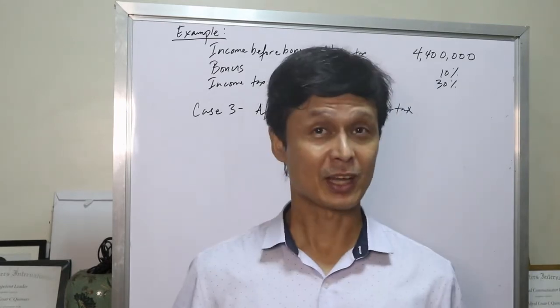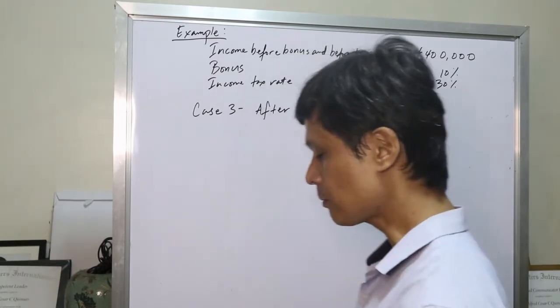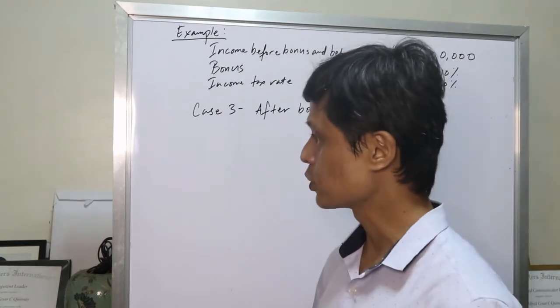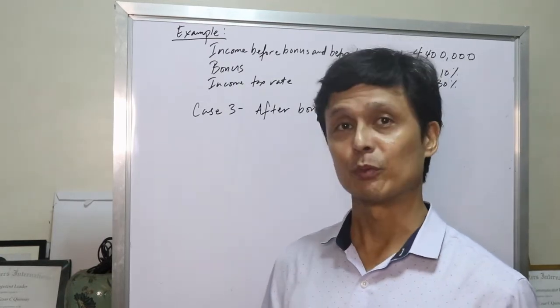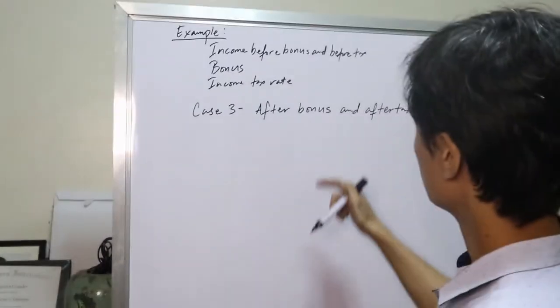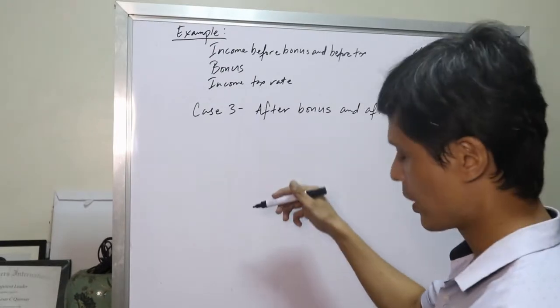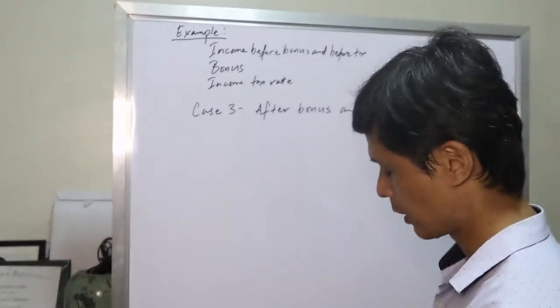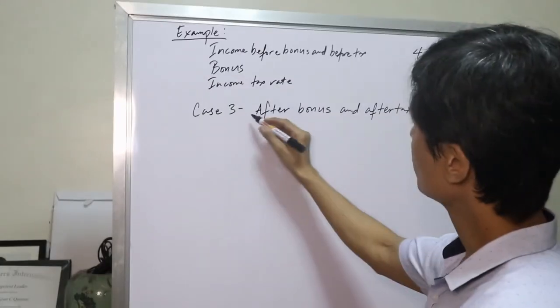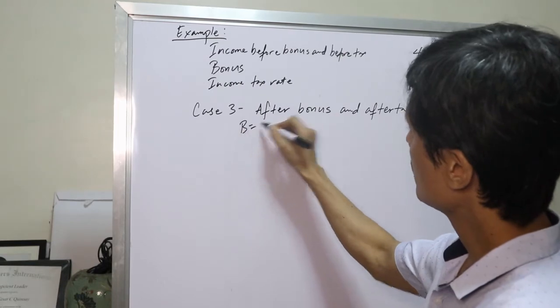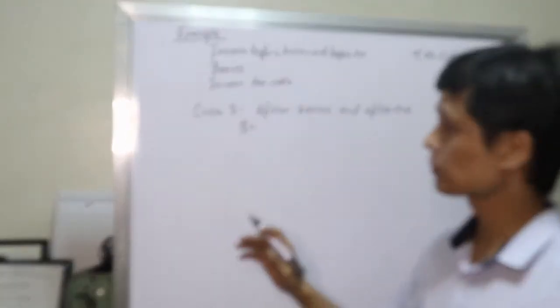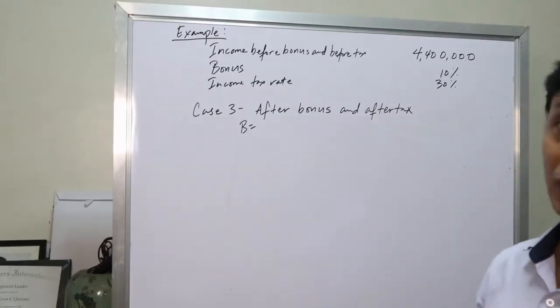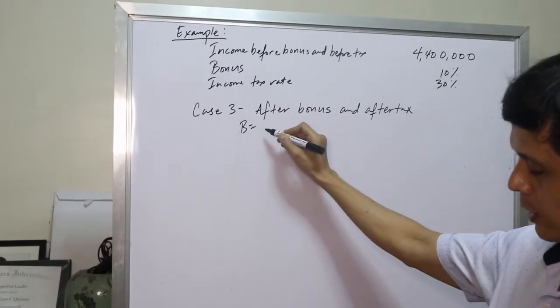So gagamit tayo ng calculator na to, no? Okay, so we will use the algebraic approach. So makikita natin there are two unknowns. So I'm going to use the calculator for this one. So let B, which is the unknown variable, the bonus, be equal to 10%.